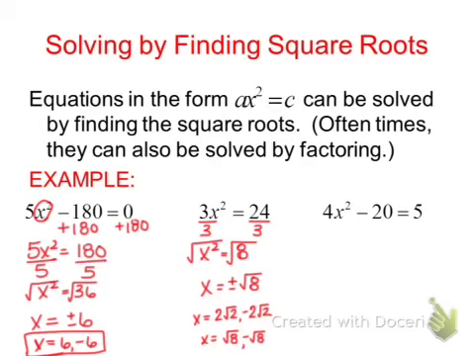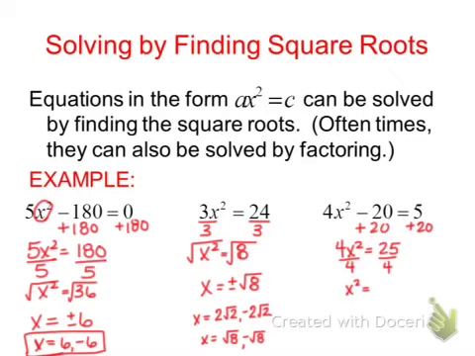Okay, now the last one over here, 4x squared minus 20 equals 5. Same process. Start by moving everything away from the x squared. So I get 4x squared equals 25. Then I divide both sides by 4. Now one little trick I'm going to give you here.